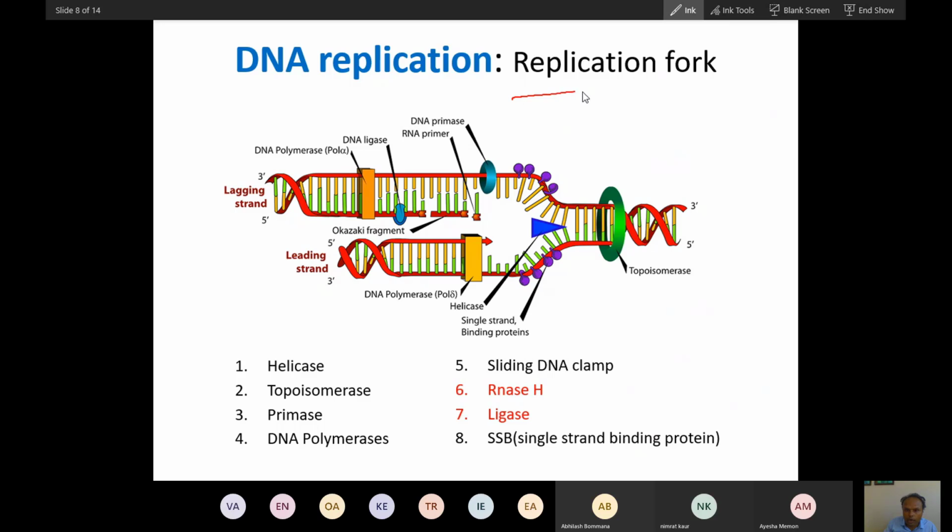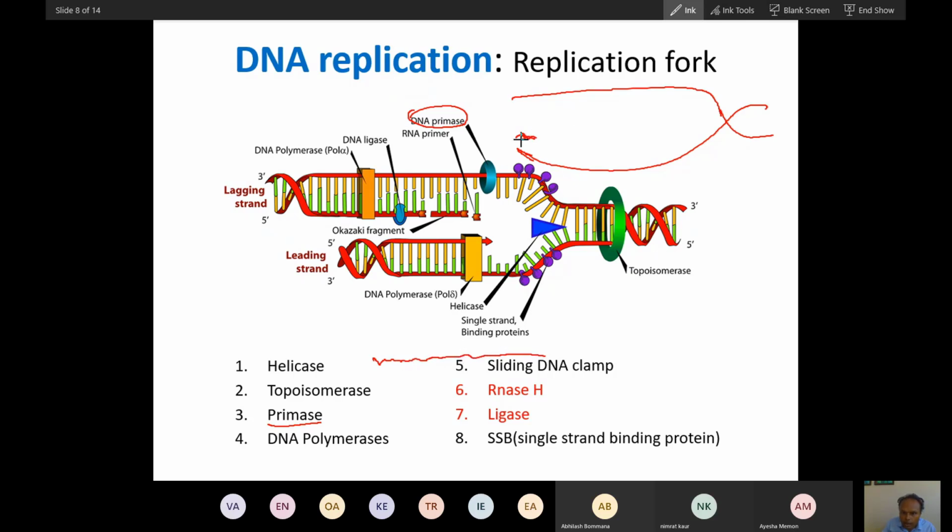After opening of this replication fork, what will happen? DNA synthesis does not start on its own. It cannot start; it can just polymerize. So there is a primase. What does this primase do? This DNA primase will synthesize a short fragment of RNA, and after this RNA, DNA polymerase will start.